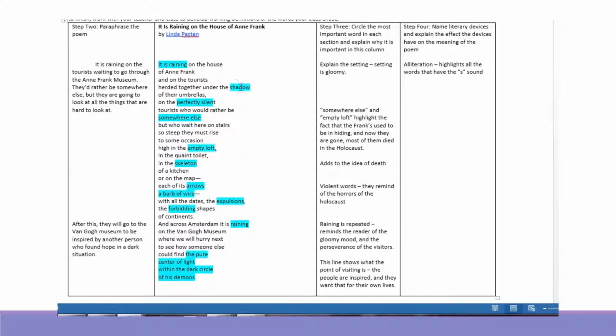And also, see, my eyes were tricking me because I was going to go back and talk about shadow, but that's not an S sound, it's just an S, so never mind, forget it.